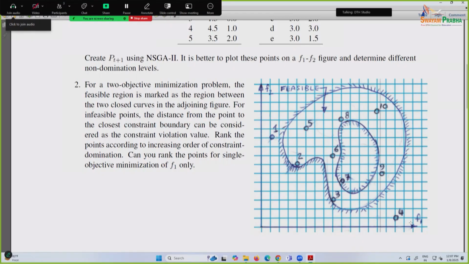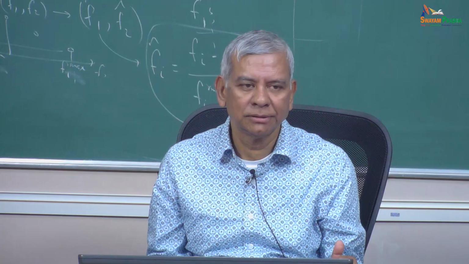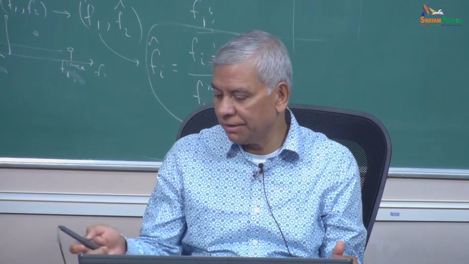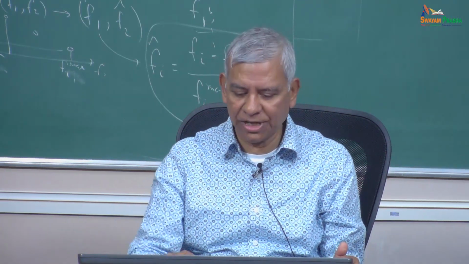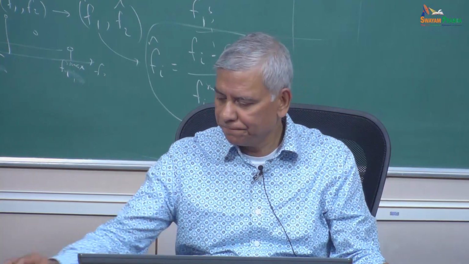And the last line says, can you also rank the points for single objective minimization of F1? So now if you are interested in only F1, so I am minimizing F1, can you rank them again? So I don't care about F2. Okay, so there will be a different ranking. So can you do that? So there will be 2 rankings you are going to put here, one for the 2 objective, one for single objective. This exercise will give you a good idea of how to handle constraints.